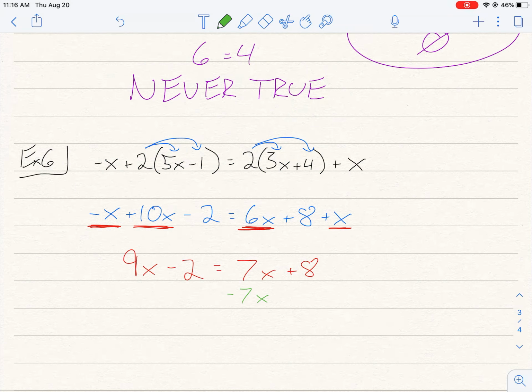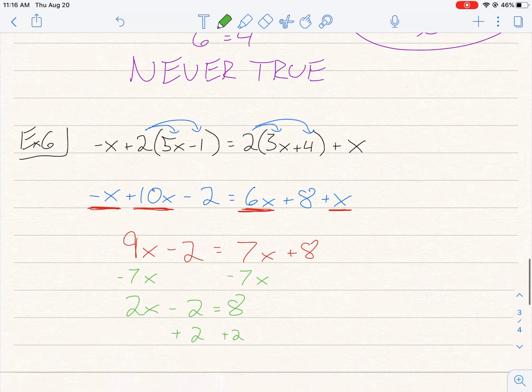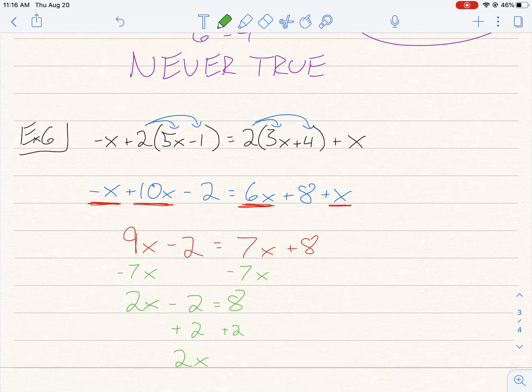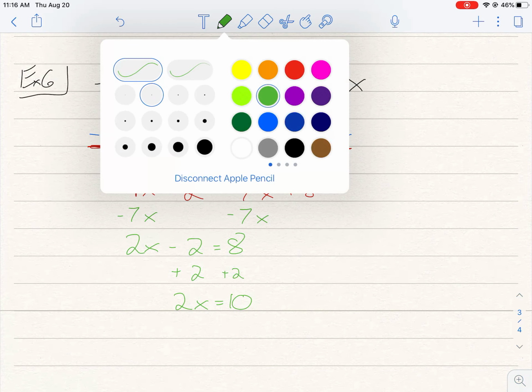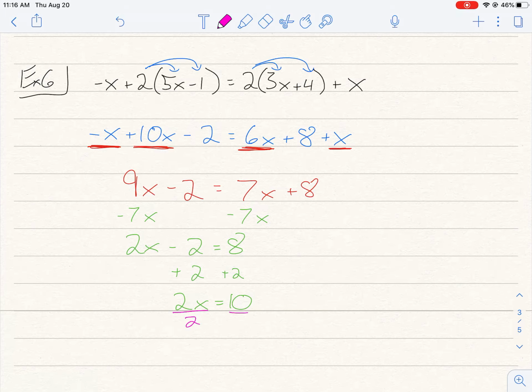Move the variables, subtract 7x. You get 2x minus 2 is equal to 8. Go ahead and add 2 to both sides then. You get 2x is equal to 10. And then when you divide by 2, because you're solving, you get x is equal to 5. That is your solution. Your solution is that x is equal to 5.